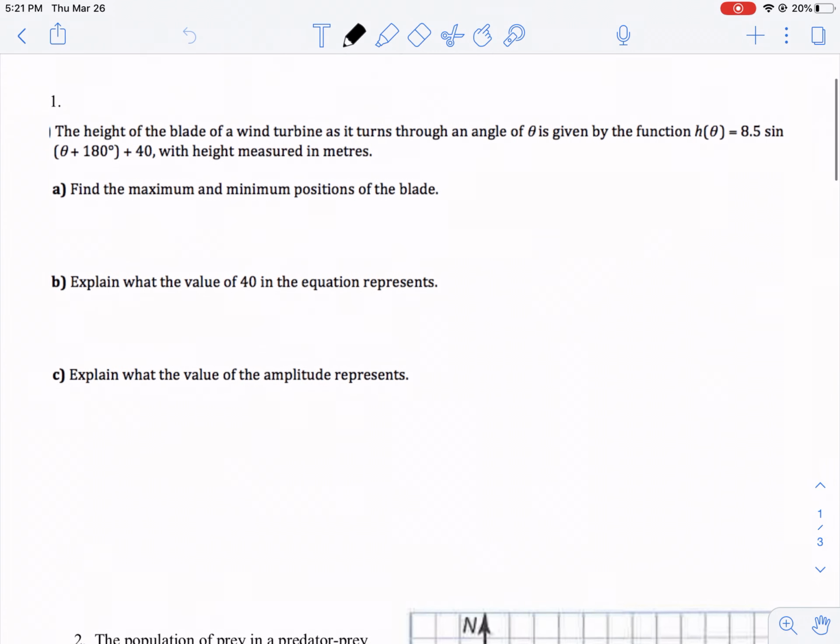Number 1, the height of the blade of a wind turbine as it turns through an angle of theta is given by the function you see there, with the height measured in meters. Find the maximum and minimum positions of the blade. So we have a wind turbine. I can't draw, but there's my blades.